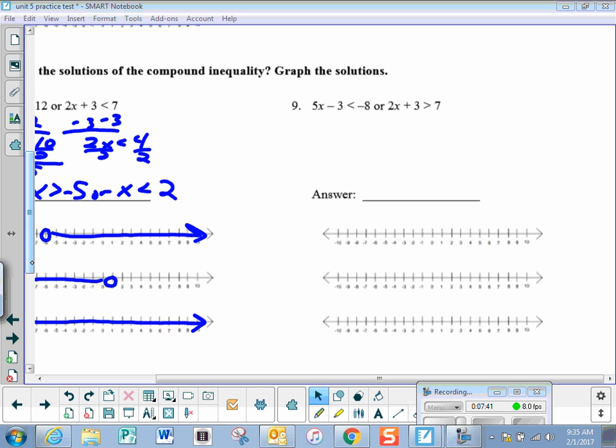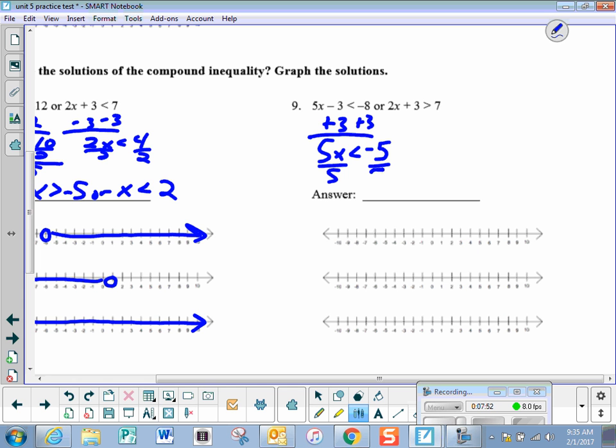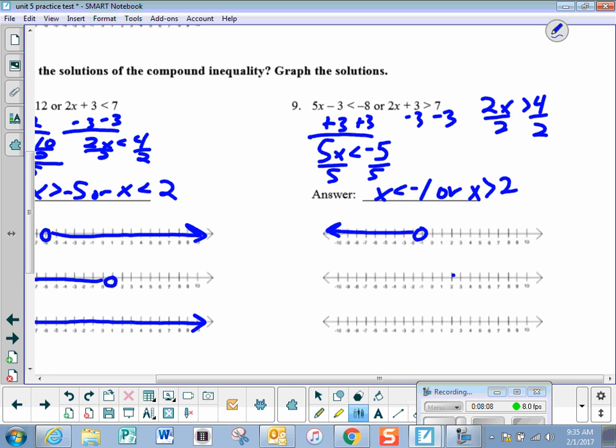Okay, on this one, we would add 3 to both sides and get 5x is less than negative 5. X is less than negative 1. Or subtract 3. 2x is greater than 4. X is greater than 2. Where is x less than negative 1? Where is x greater than 2?